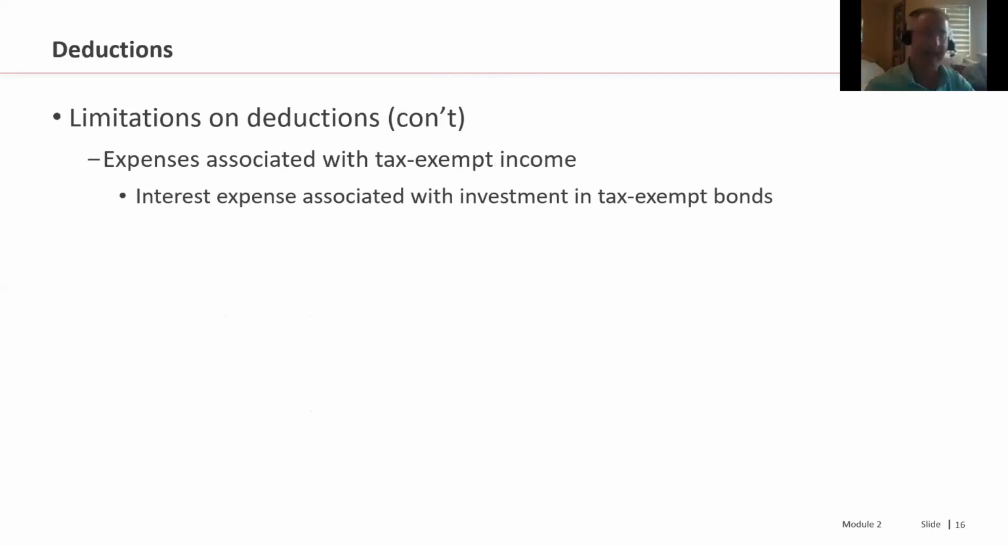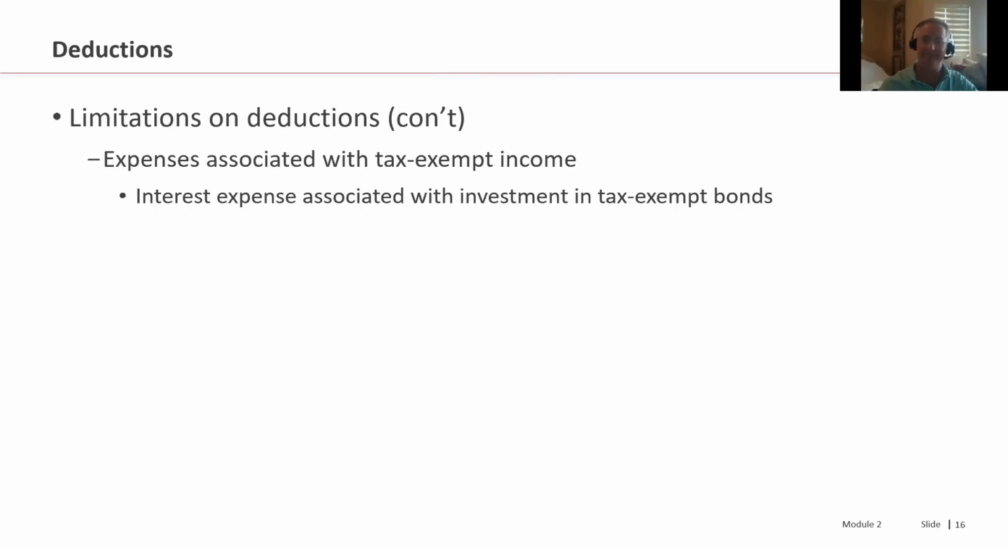All right, so the last thing is expenses associated with tax-exempt income. I don't want to spend a lot of time on this because businesses generally don't get mixed up in this too much, but interest expense associated with an investment in tax-exempt bonds is the classic example. If I borrow money and invest it in tax-exempt bonds, the income that those bonds are throwing off to me is non-taxable, right? It's tax-exempt.